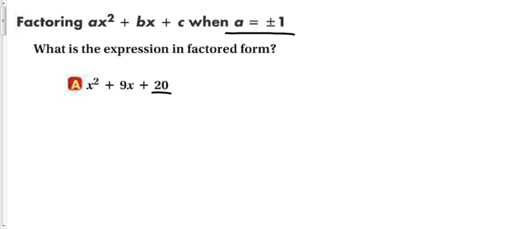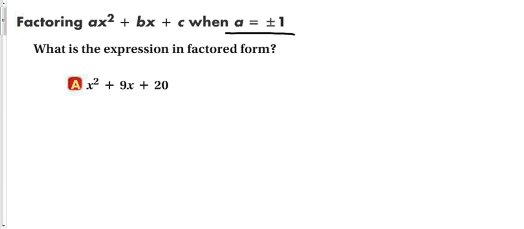Well, we want to look for the numbers that multiply together to give me 20, and when I combine them, they give me 9. And in this case, I know they're both going to be positive, so I'm going to add these numbers together. So I want the factors of 20 that add to 9. If I look at the 20 and work backwards, I can figure out how to say this expression, the factors of 20 that add to 9.